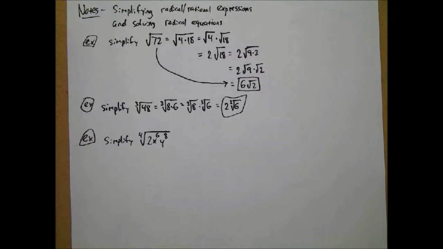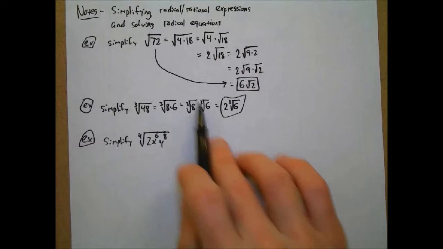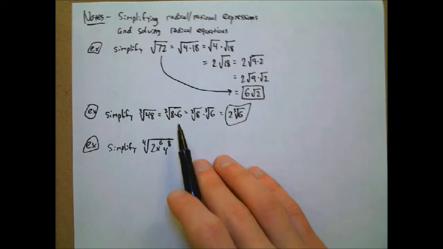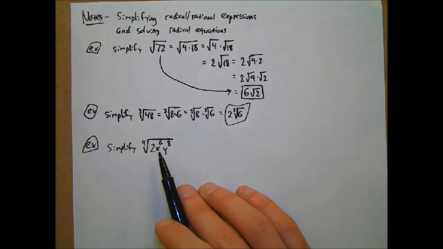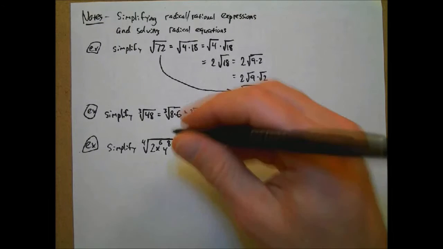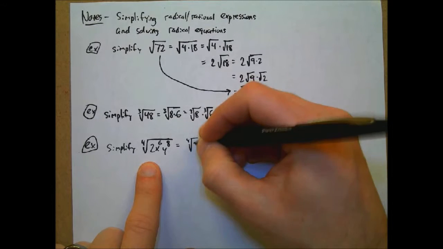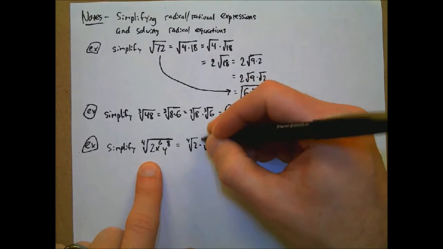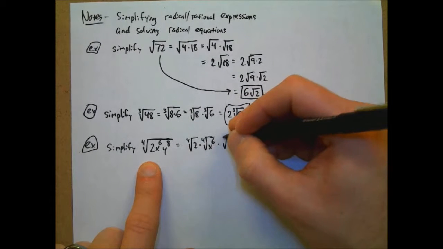Now, when it comes to variables here, I'll show you two ways. One way is we can do it like we did right here. Okay, so we can use this idea that we did right here to then simplify something like this. All right, so let me show you what I mean. So we could break this up and say, okay, fourth root of 2 times the fourth root of x to the 6th times the fourth root of y to the 8th.